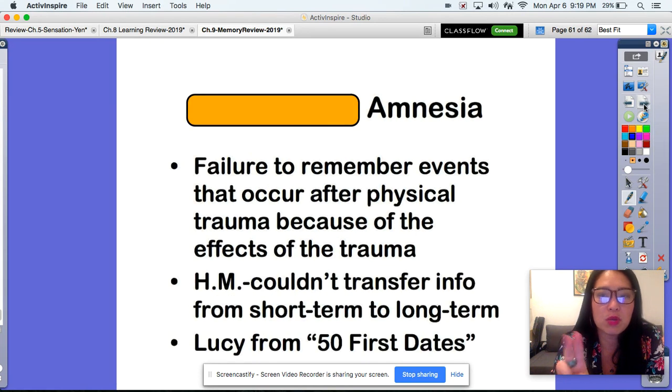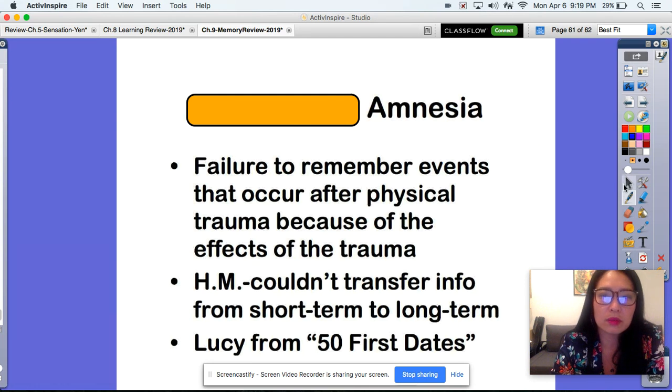All right, we have 2 more amnesias. So these 2 amnesias are actually due to head injury, not dissociative amnesia, which we learned in our disorders chapter. So dissociative amnesia is basically psychological trauma. These next 2 amnesias are due to actual physical trauma.